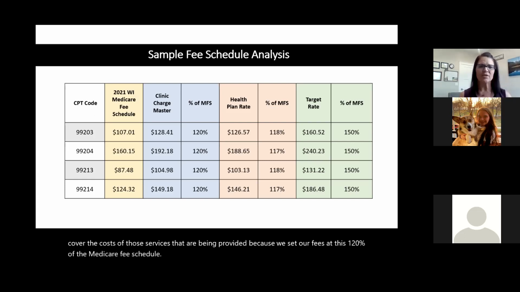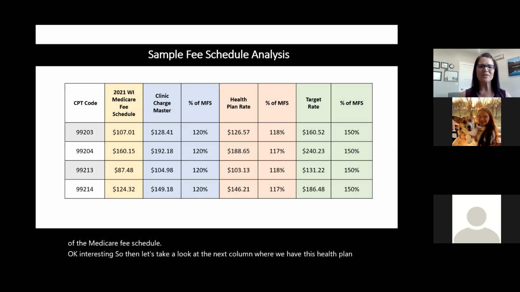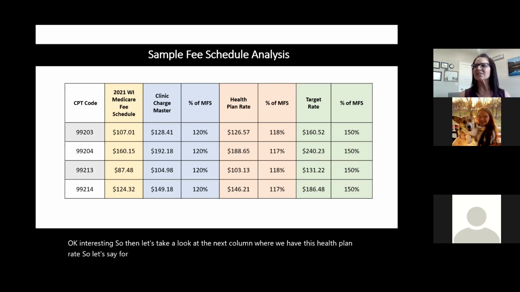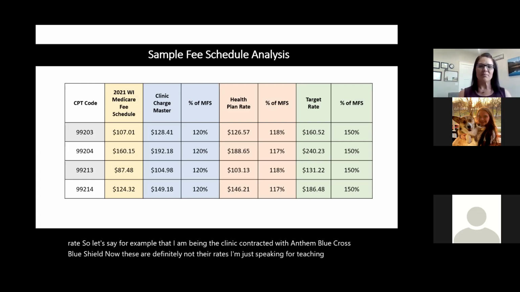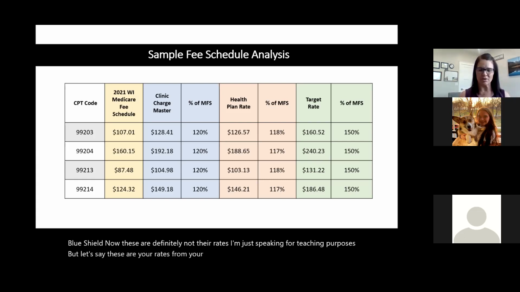Okay, interesting. So then let's take a look at the next column where we have this health plan rate. So let's say, for example, that I am the clinic contracted with Anthem Blue Cross Blue Shield. Now, these are definitely not their rates. I'm just speaking for teaching purposes. But let's say these are your rates from your commercial payer according to your contract.